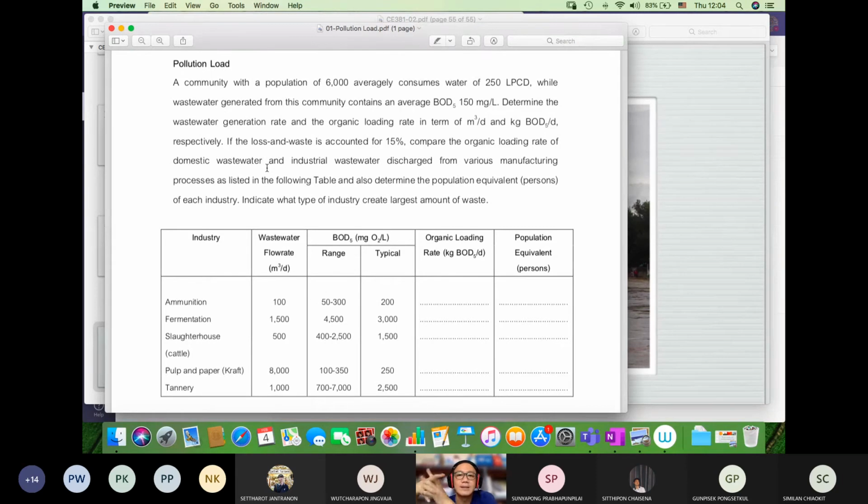Wastewater generation rate. Okay, the next sentence: if the loss and waste is accounted for 15%, compare the organic loading rate of the domestic wastewater with industrial wastewater discharged from various manufacturing processes as listed in the following table. And also determine the population equivalence in each industry. Indicate what type of industry creates the largest amount of waste.